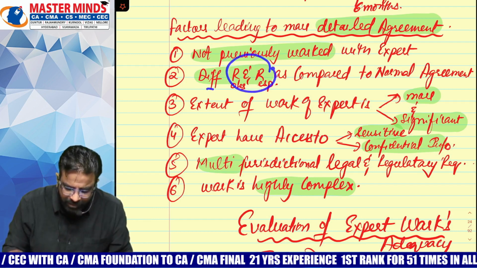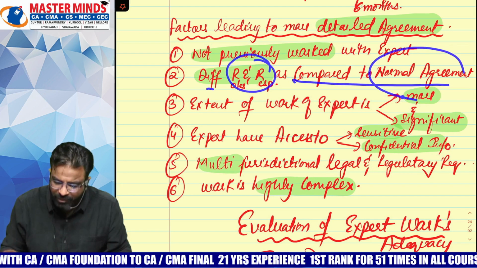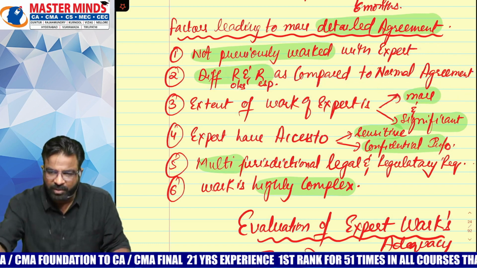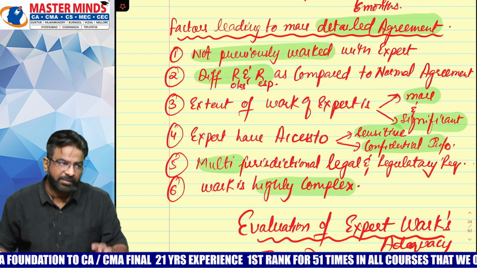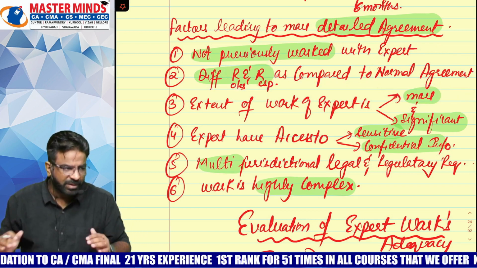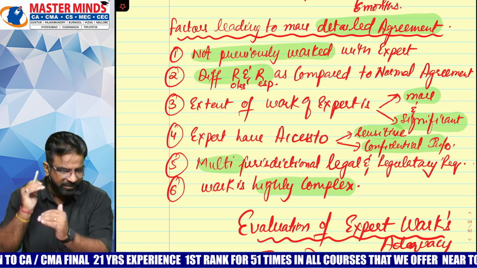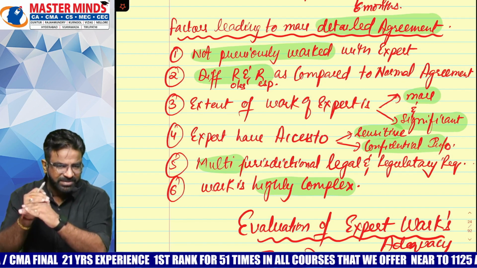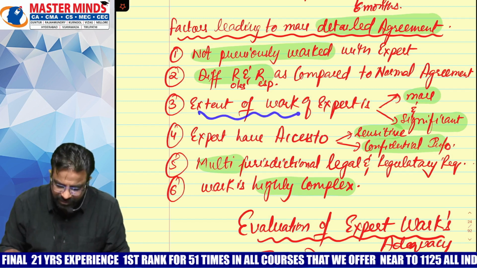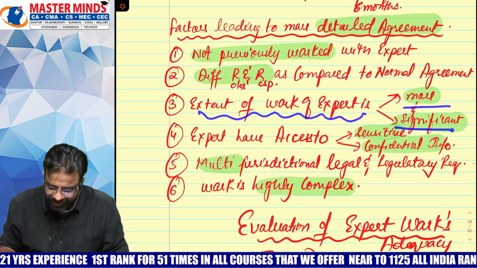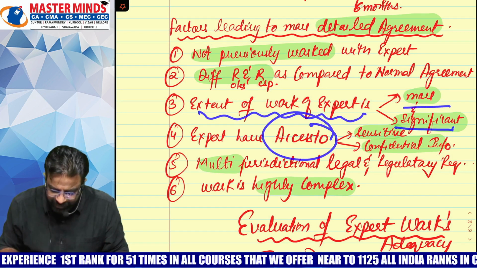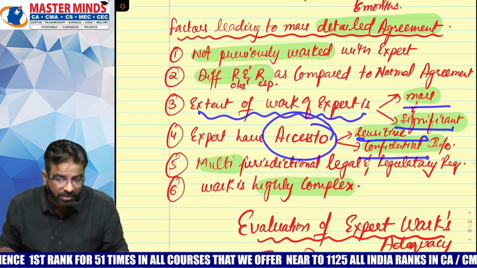Difference between roles and responsibility as compared to what? I told him you have to do this, this. He's saying no sir, I will do this, this. Now tell me, is his wavelength and my wavelength matching or mismatching? Mismatching. What is the next one? Extent of the work of an expert is more and what? Significant. Expert has access to the sensitive and what?